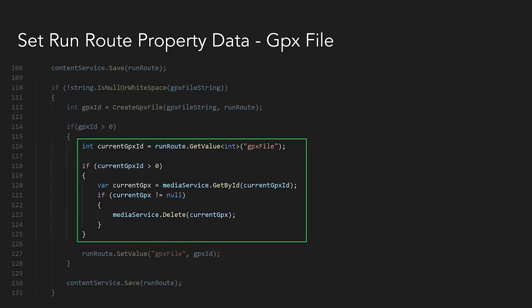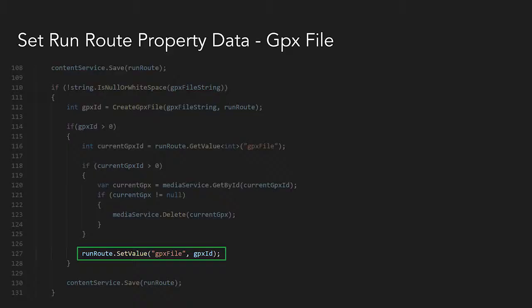Another thing to note is if this is an existing route and we're updating that route, we want to delete any previous GPX files. They map one-to-one. Each run route has its own route. So we know that if this is going to change, we don't need it. It's not going to be shared by any other route. So we can delete it and then set the new one.